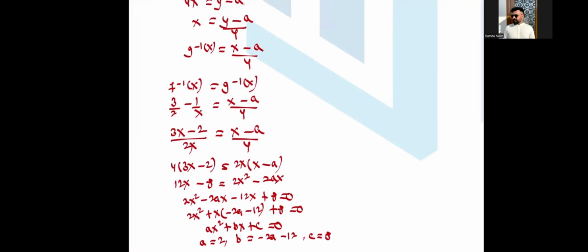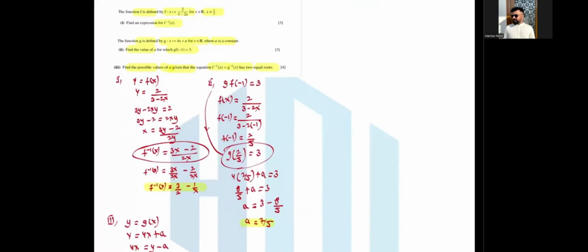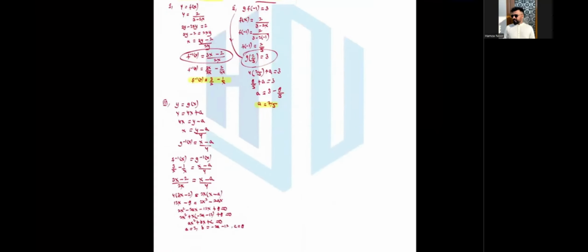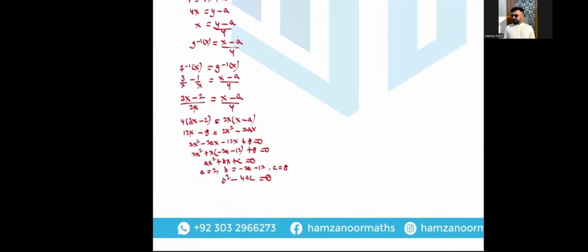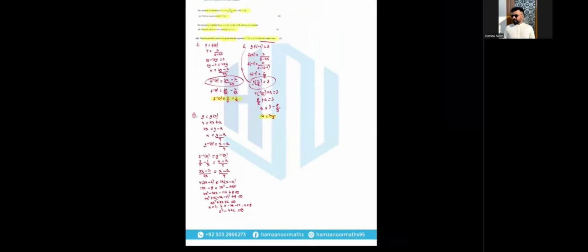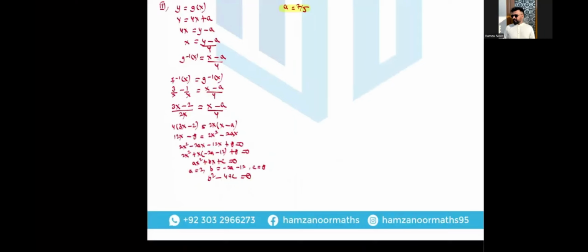And now the condition is that it has two equal roots. So when we have two equal roots, b square minus 4ac is equal to 0, meaning the discriminant of the quadratic equation is equal to 0. Under this condition, we need to find the possible values of a.